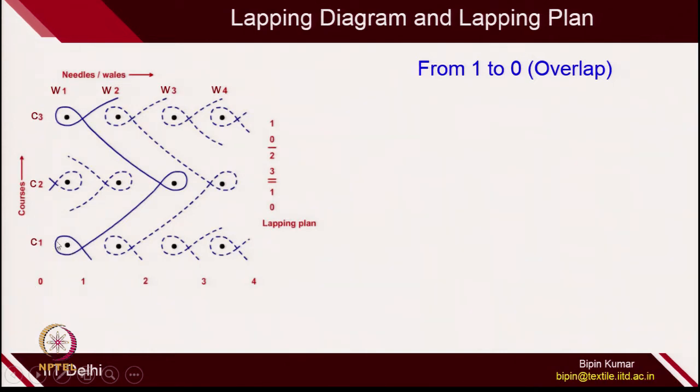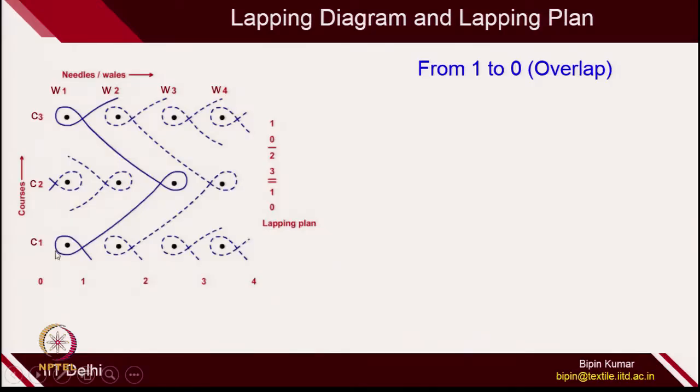So, this is nothing but overlap. If you recollect, overlap is always on the front side. So, 1 to 0 is the overlap. After that, from 0 position, it moves to the back side and reaches the second position, because it has to provide yarn to the third needle. So, this is the 0 position and this is the second position. From 0 to the second position is nothing but the underlap.